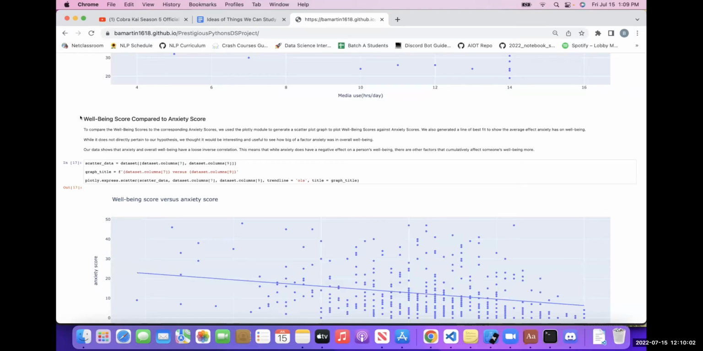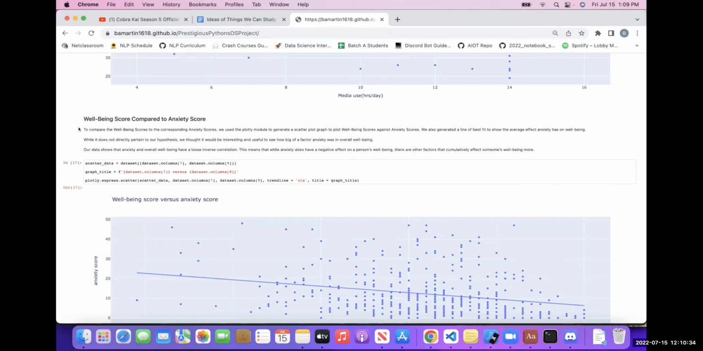Yeah, so in this section, we compared people's well-being scores to their anxiety scores, and we used a Plotly module to generate a scatter plot graph to plot well-being scores against anxiety scores. We also generated a line of best fit to show the average effect anxiety has on well-being. While it did not directly pertain to our hypothesis, we thought that it would be interesting and useful to see how big of a factor anxiety was on overall well-being.